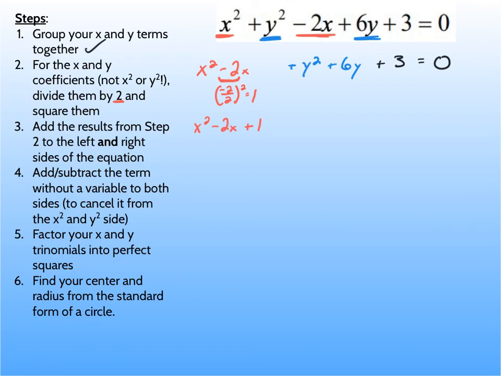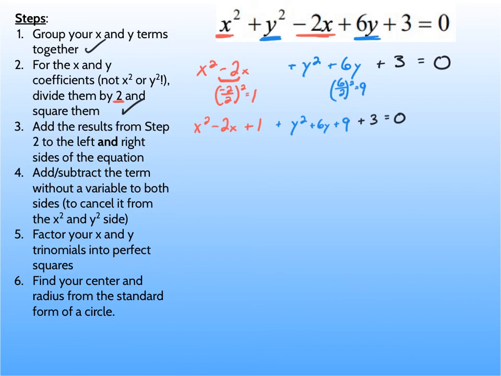We'll handle that afterwards. And now over here we're going to do the same thing with the 6 term. So we're going to do 6 divided by 2, which is 3, and 3 squared is 9. So this part goes to y squared plus 6y plus 9. And now let's not forget we have plus 3 equals 0. So step 2, check. All right, and now for step 3, I already kind of did half of it. I already put it on the left side of the equation, this 1 and this 9.